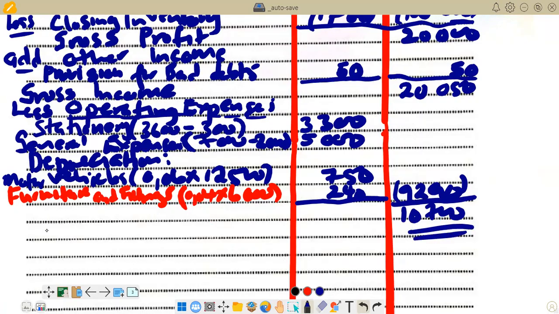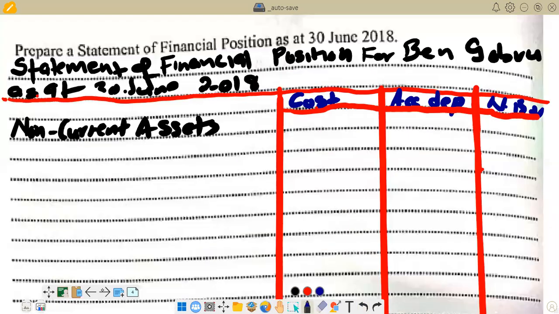And this is our net profit. So what does it mean? This figure, again, we are going to use it in the statement of financial position under the equity section. As we know, profit increases the equity balance. So we are going to deal with it again when we go to the statement of financial position.